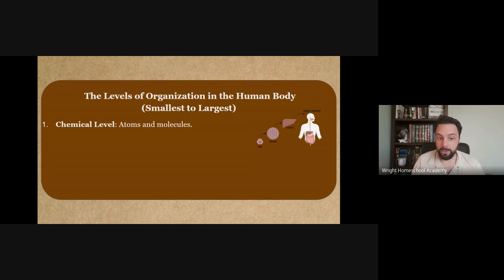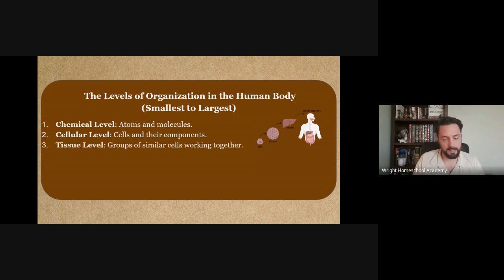So there's the chemical level, which is at the microscopic level, where you're looking at atoms, molecules, etc. Above that is the cellular level, talking about cells, what makes them up, and their different components. Cells, as we discussed earlier, make up tissues. A tissue is defined as a group of similar cells working together.